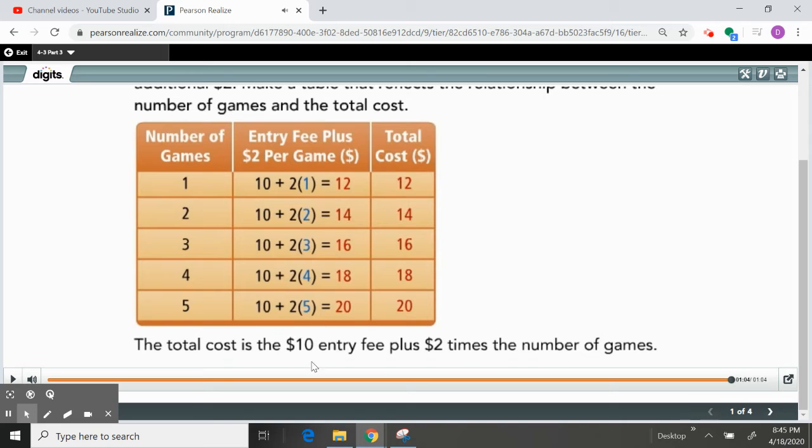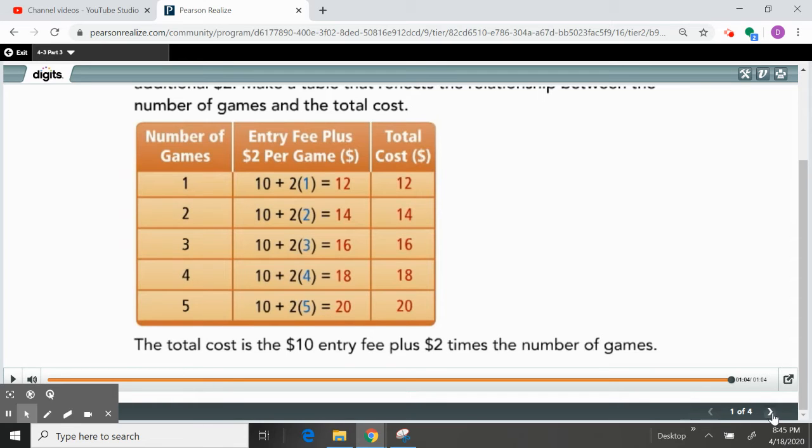And you see times here. So the total cost is $10 for the entry fee, there's your $10, plus $2 times, with the parentheses meaning, the number of games. However many games you play, you'd multiply that by 2, then add to get your total.